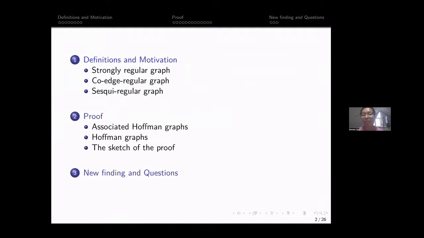My talk will consist of 3 parts. In the first part, I will give the definitions and the motivation. In the second part, I will give the proof, and in this part, I mainly introduce the tool we use, because not so many people are using Hoffman graphs as a tool to study graphs with fixed smallest eigenvalue. So I will spend quite a lot of time on the second part. In the third part, I will show the new findings and propose a few questions. Now I start the first part.